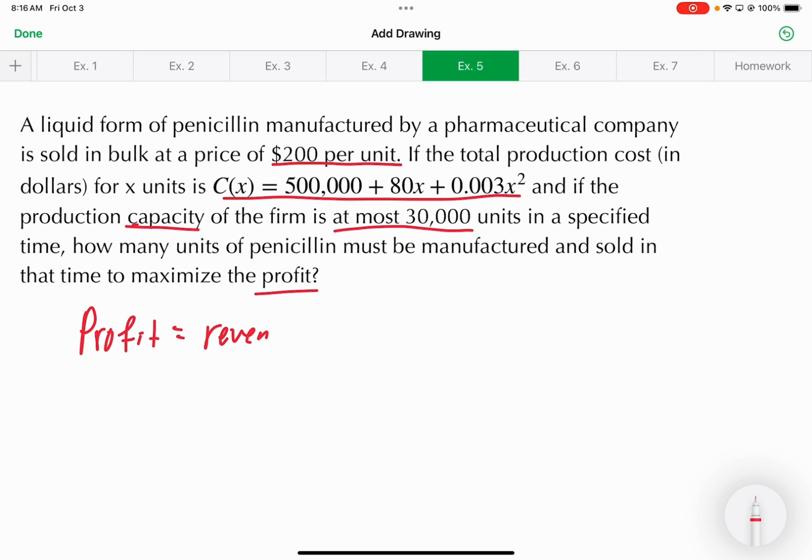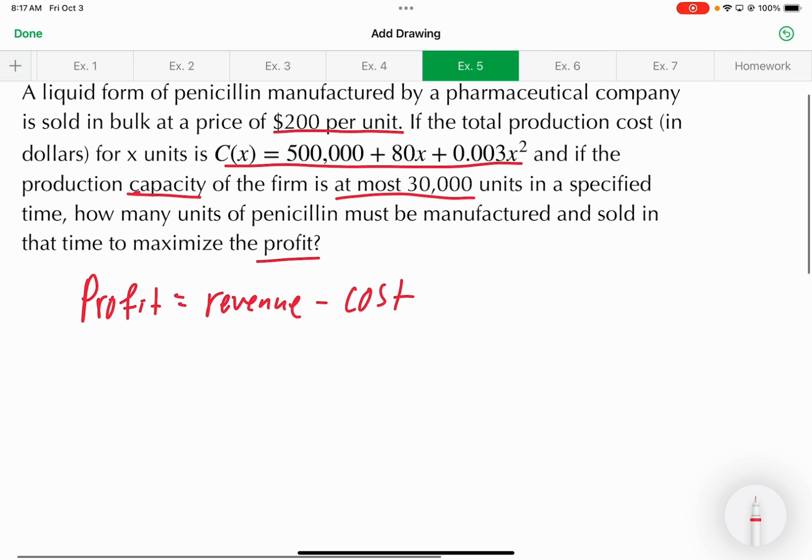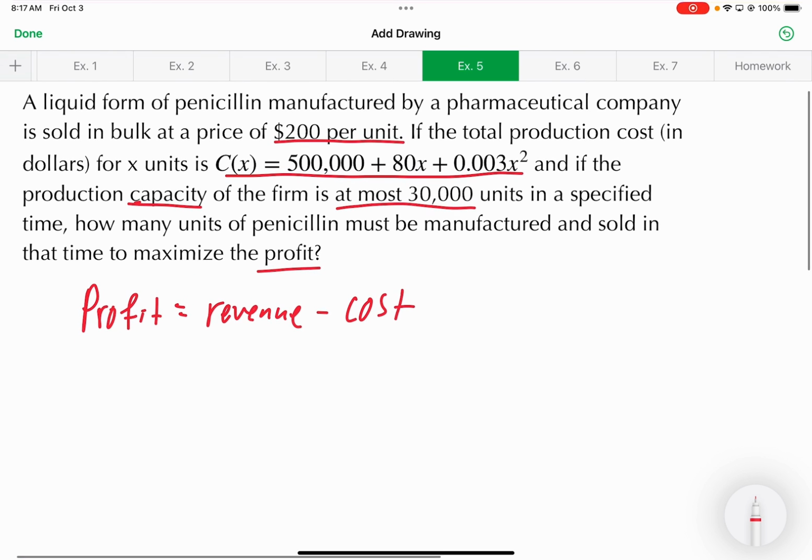So that's what we want to maximize. We want to maximize our profit, so we have to come up with expressions for all of those things. They give us a bunch of information in the question itself. They give us what the cost is, which is super kind of them. But now we need to come up with an expression for our revenue.